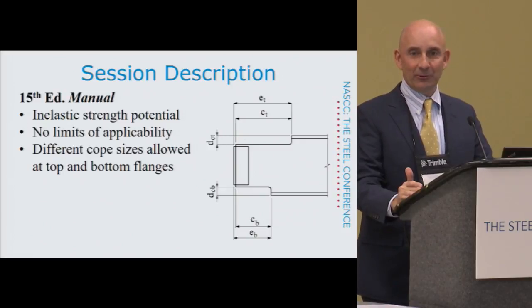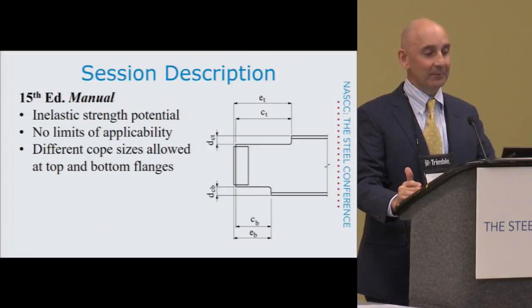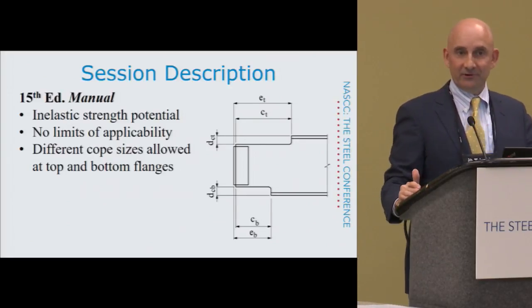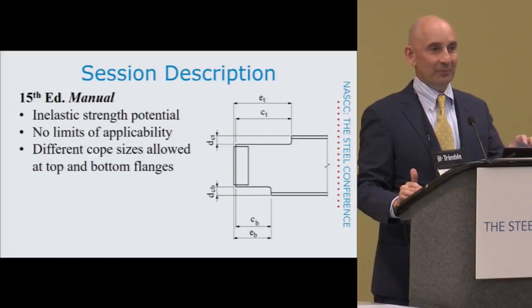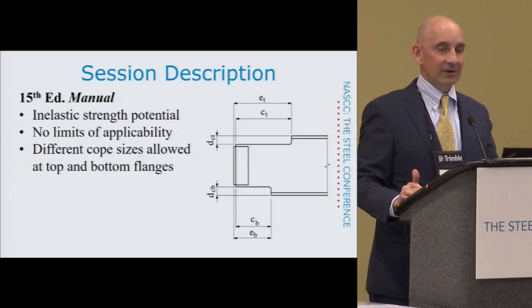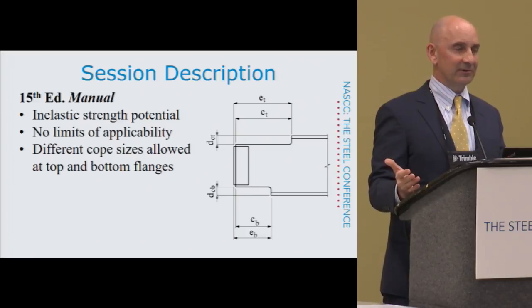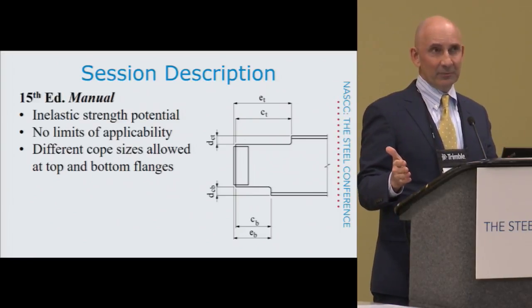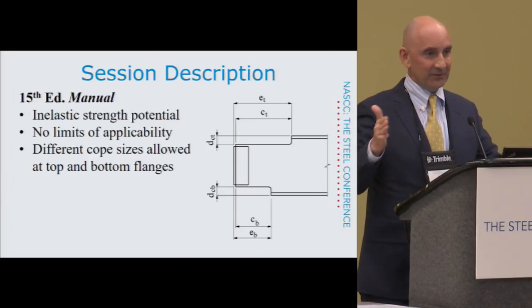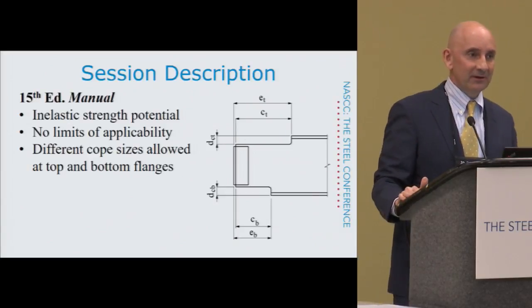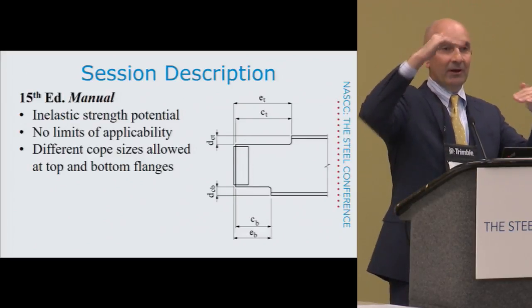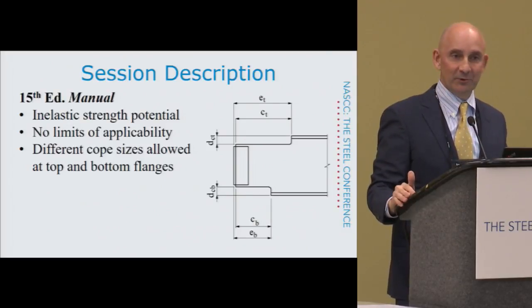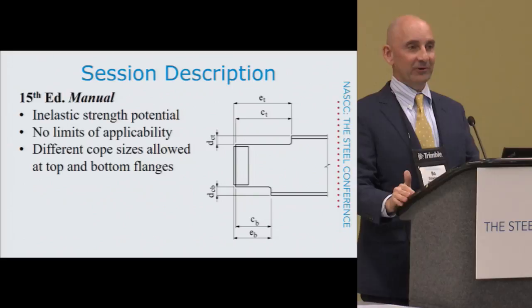One other thing we did while we were at it is we eliminated the limits of applicability. If you look back in the University of Texas report and in all of the AISC publications, including the 14th edition manual, there were limits on the cope geometry. For example, the single cope beams were limited to a cope depth of, I believe, half the member depth. And then the cope length was limited to twice the member depth. And for double cope beams, you had the same length limitation, but the cope depth was limited to 20% of the member depth. All right, so we took those limits out, and I'll show you how we did that.